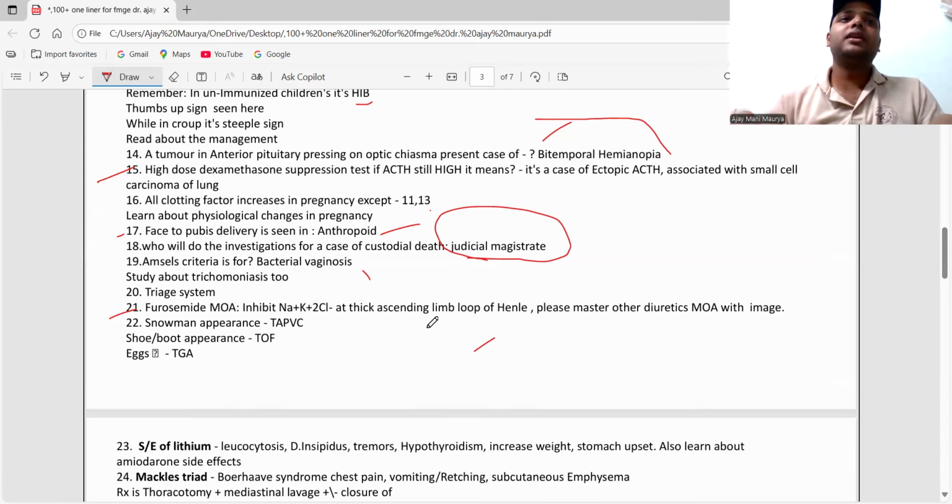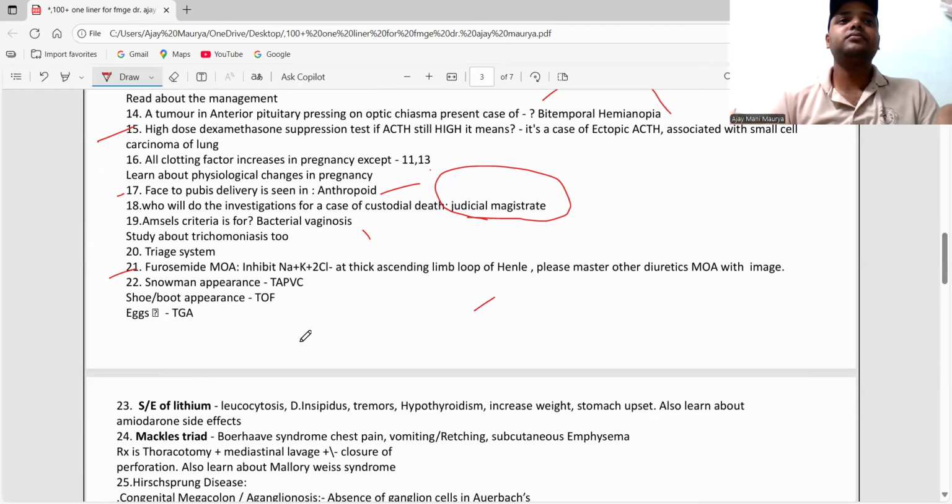Okay, now next one, snowman appearance. Which condition do we see it in? Then boot-shaped or shoe appearance: tetralogy of Fallot. Egg on a string: TGA. These are some important congenital heart defects. You have to remember the images, so please correlate with the images.